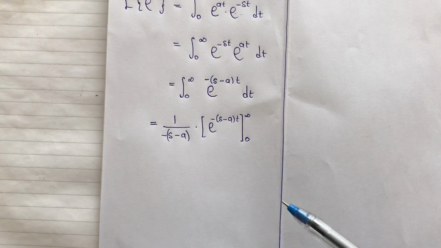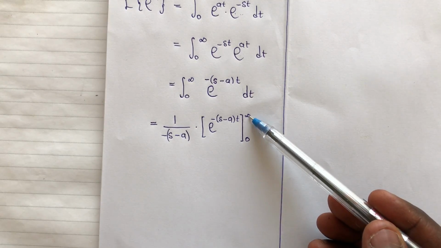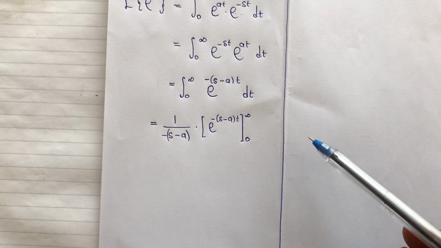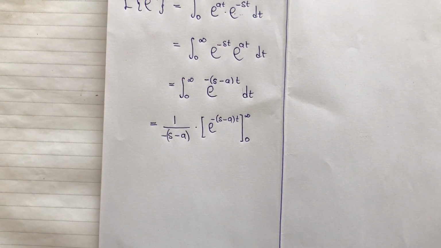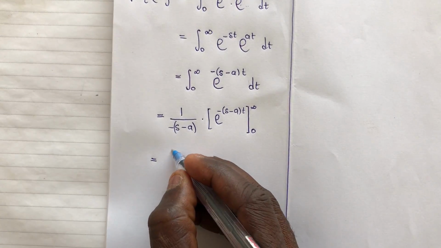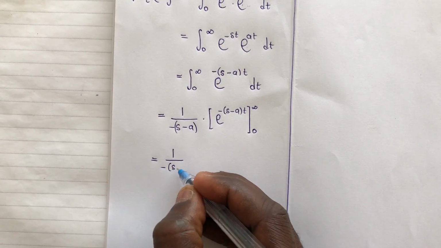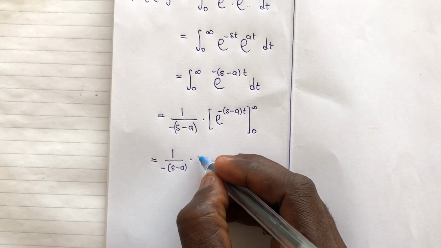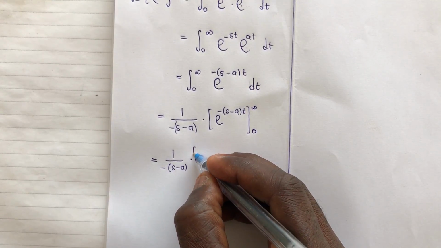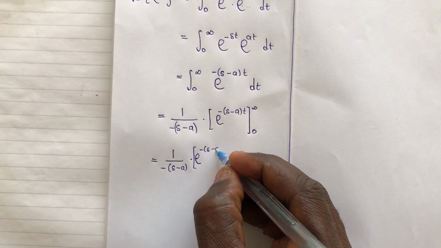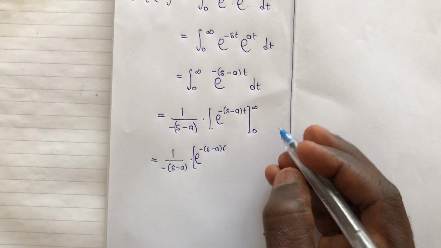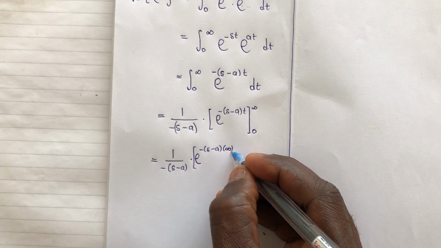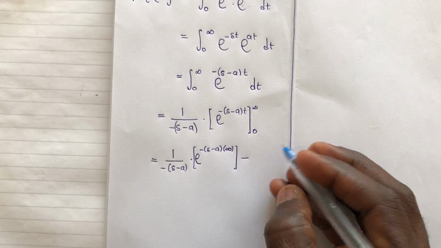Now let's put in our 0 and infinity. So we have to substitute t for what? 0 and t for infinity. Remember that for integration, introducing the lower and the upper limit is upper limit minus the lower limit. So this result is going to give us 1 over negative s minus a times, to introduce it, we put in the upper limit first. We have e, let me put this in brackets, e to the power minus s minus a times t. And remember that our t is outside, so we introduce what? The infinity sign. We close the bracket minus the lower limit.